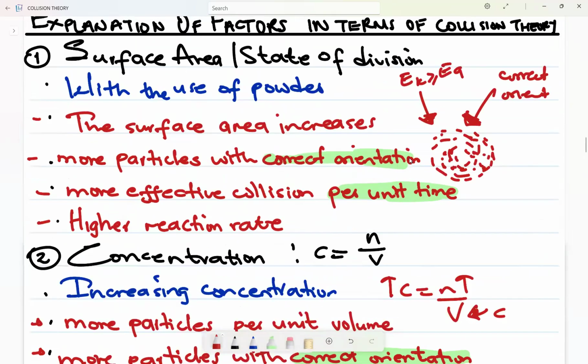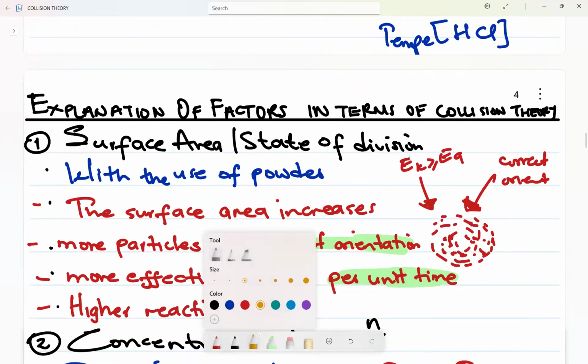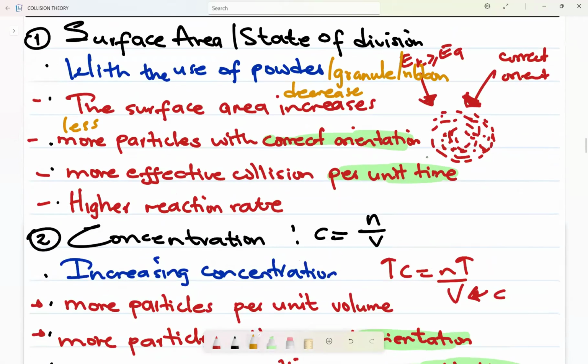For this one, we can use vice versa. What you can do instead, you can say, if you use a granule or a ribbon, the surface area will decrease. We just change a few words. Can you see? Decreases, less particles, again less effective collisions per unit time, lower reaction rate, or the reaction rate decreases.